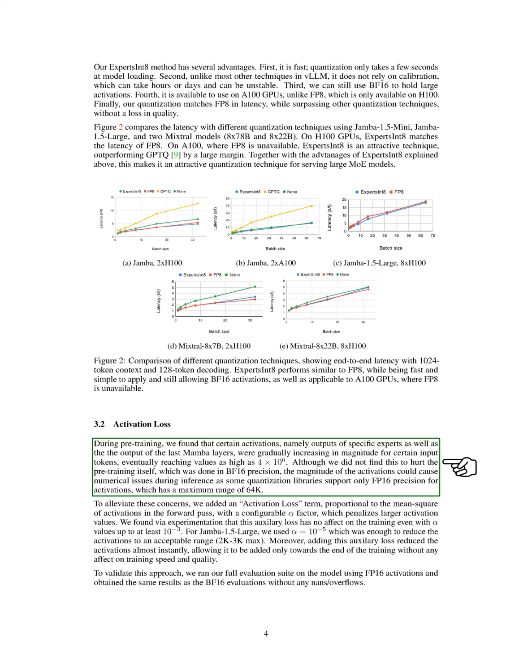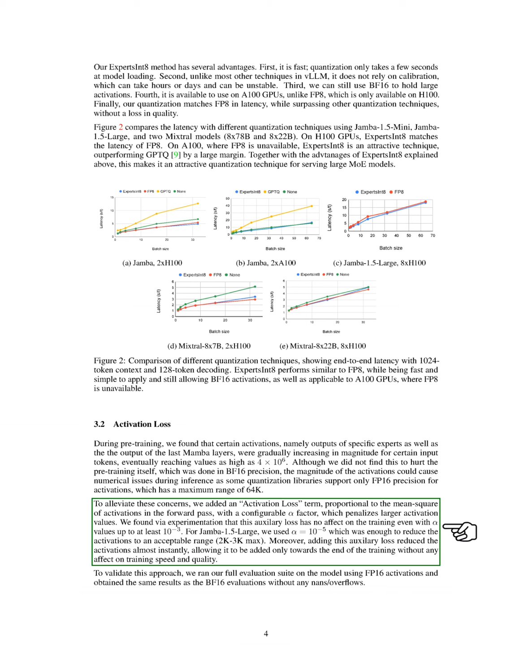While this did not negatively impact the pre-training, which we conducted in BF16 precision, it could lead to numerical issues during inference since some quantization libraries only support FP16 precision, with a maximum range of 64,000. To address this, we introduced an activation loss term that is proportional to the mean square of the activations during the forward pass, with a configurable factor of 2^-4, which penalizes larger activation values.